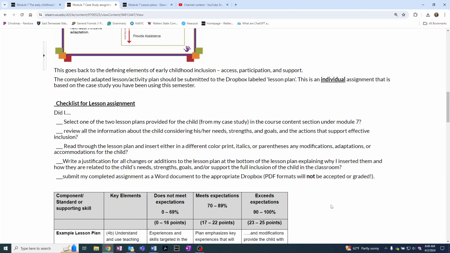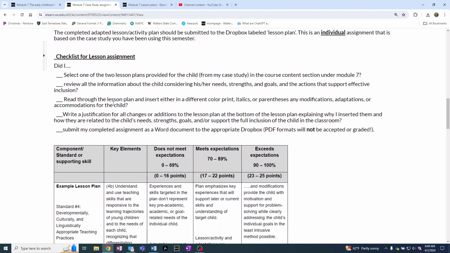Okay. Here's a checklist that I put here just to get you to think about when you've finished it. Did I select one of the lesson plans? Did I review all the child's needs, strengths, goals that support? Going back to those case study projects that you've been doing this entire term. Did I make sure that it's easy for the instructor to look at it? Did I put it in parentheses? Wherever I did modifications and adaptations, are they in a different color ink so that they can look at it easily? Did I justify the changes to the lesson plan and why I did it and how they relate to the child's goal and support them?